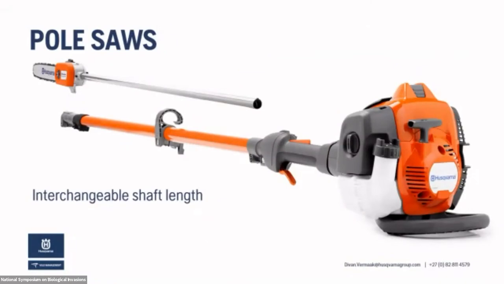As an example, we have a range of pole saws from 25 to 35 cc's with interchangeable shaft lengths to cut away dense and thorny branches, to make it easier and safer for the operators to get to the base of the tree.